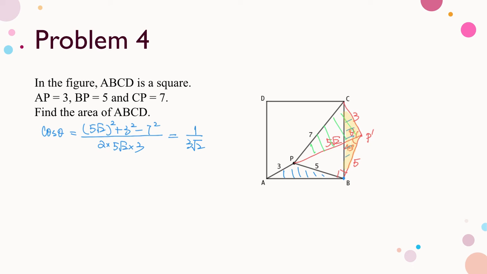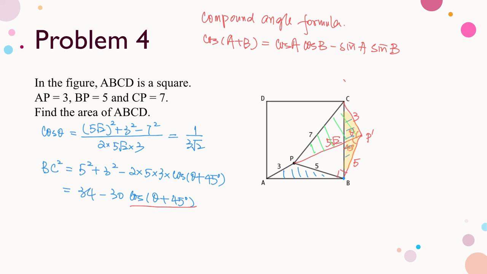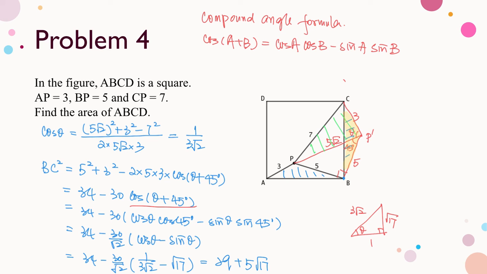We have BC squared equals 34 minus 30 times cosine of theta plus 45 degrees. Here, cosine of theta plus 45 degrees can be expanded by compound angle formula. Simplify, we have 29 plus 5√17, which gives the answer, the area of the square ABCD.